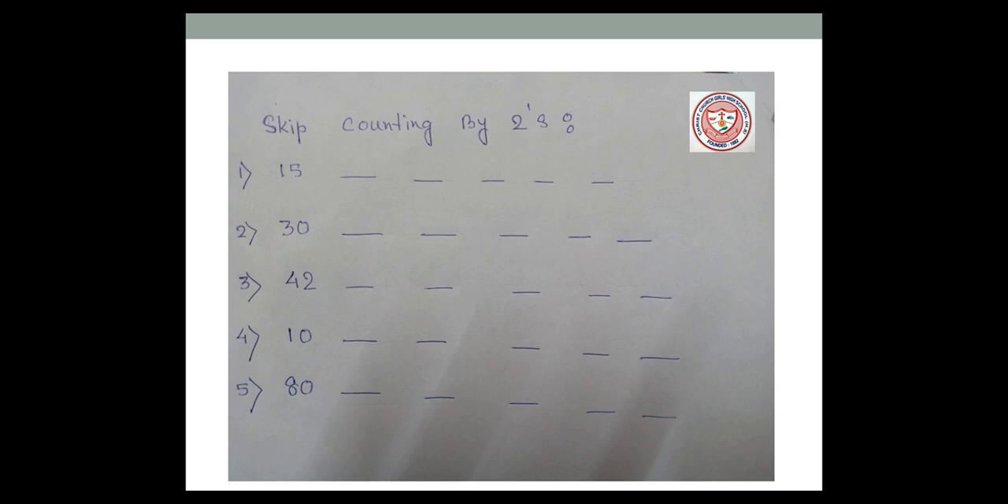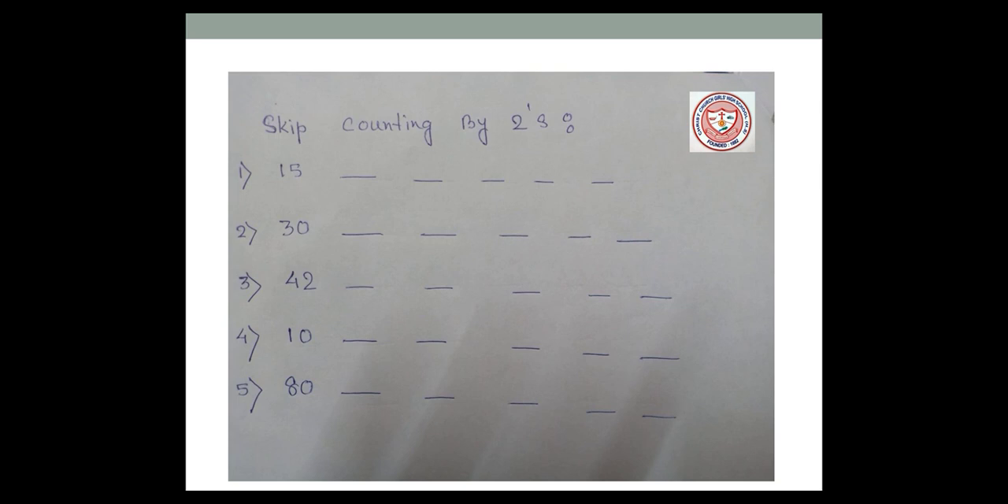The digit in the ones place is increasing by 5. In skip counting by 5, all numbers end with a 5 or a 0. I repeat, in skip counting by 5, all numbers end with a 5 or a 0. We are done with revising skip counting. Now, practice the following sums.